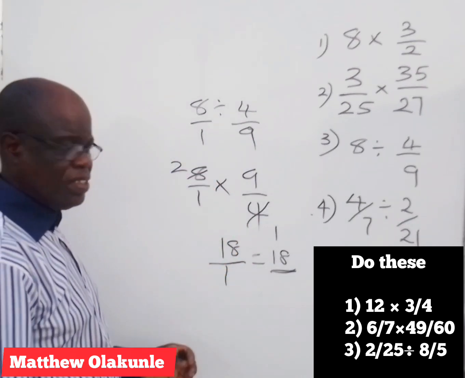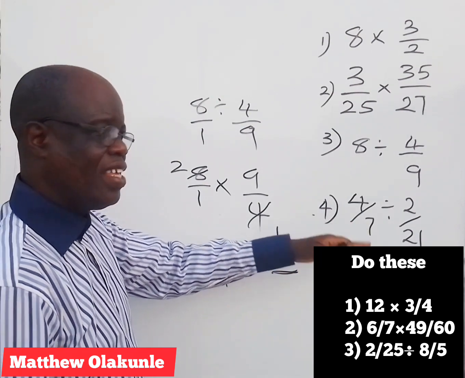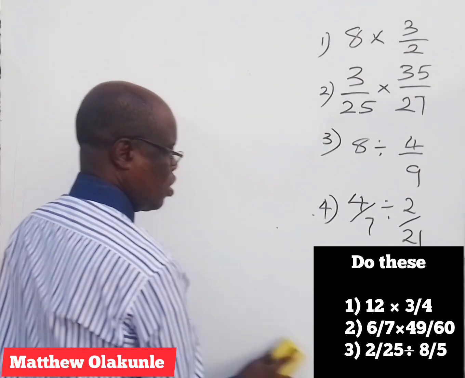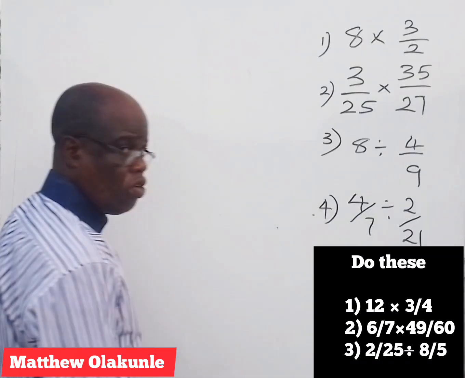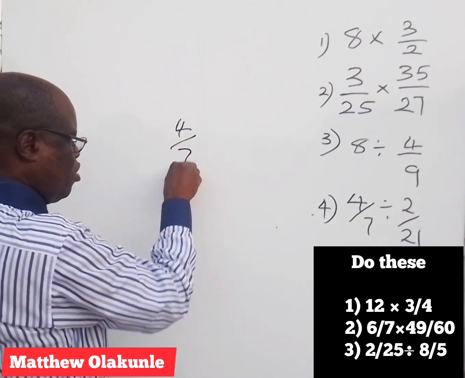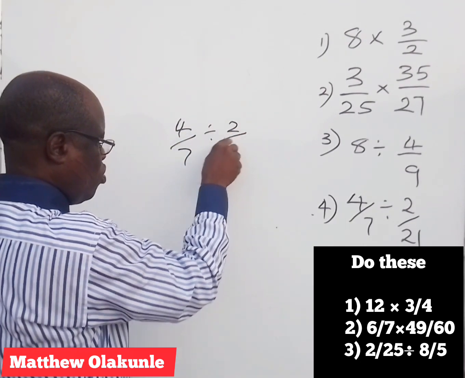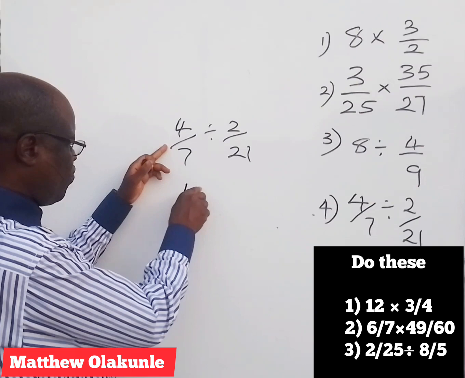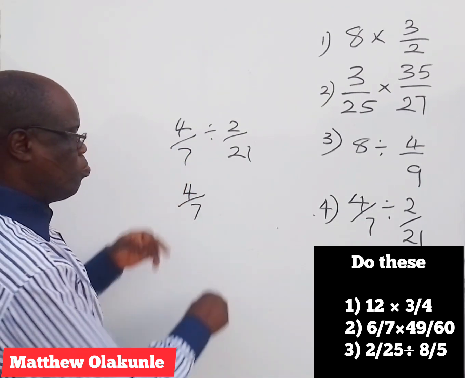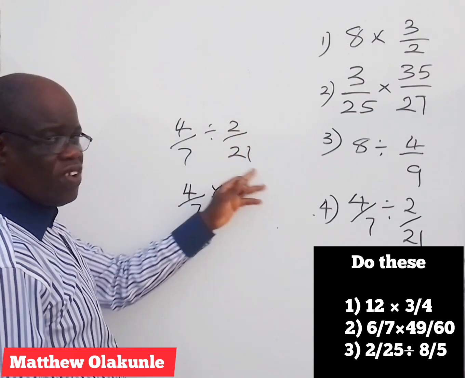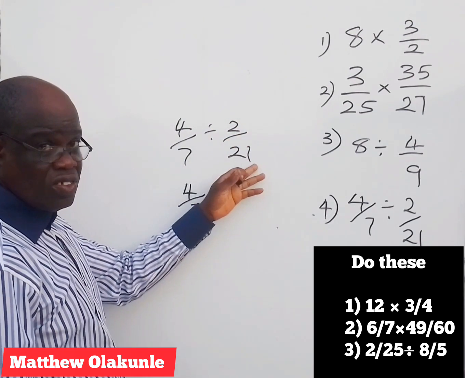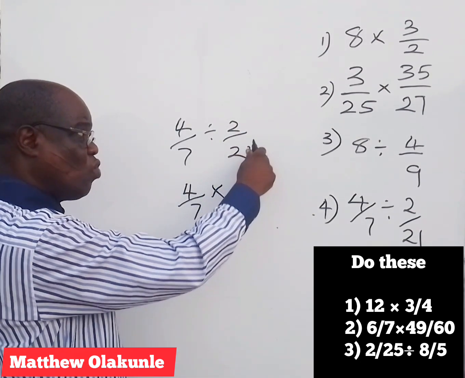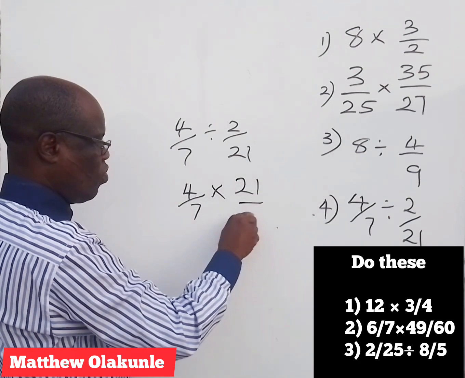Now we look at the fourth one, which is division of a fraction by another fraction. So you have 4 over 7 divided by 2 over 21. In this case, you write this one down, you change this one to multiplication, then you flip this fraction, or you find the reciprocal, or the inverse. The reciprocal of 2 over 21 is 21 over 2. So you change this one to 21 over 2.